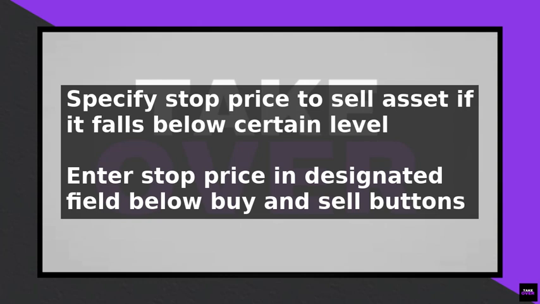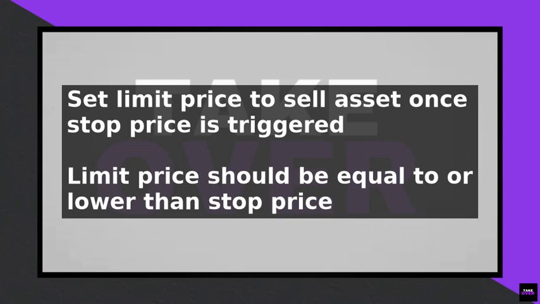After entering the stop and limit prices, review your stop loss order to ensure everything is correct. Check the asset, stop price, and limit price to avoid any mistakes. Once you are satisfied with your stop loss order, click the Confirm button to execute it. Your stop loss order will now be active and will automatically sell the asset if the stop price is reached.